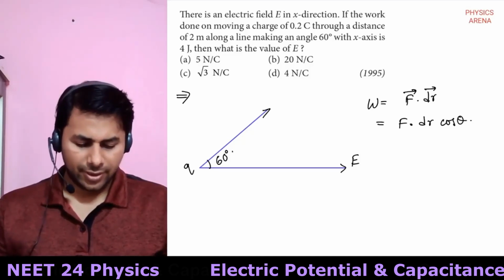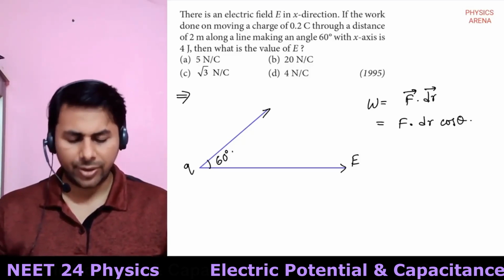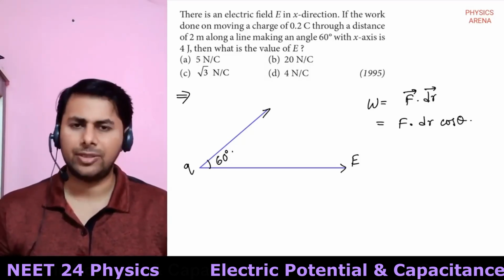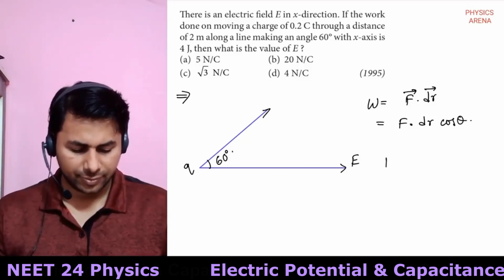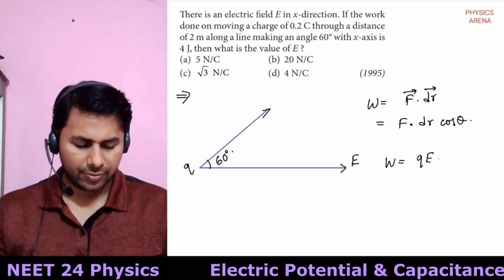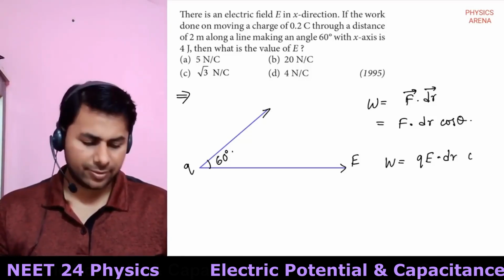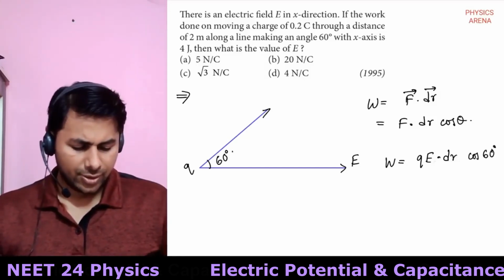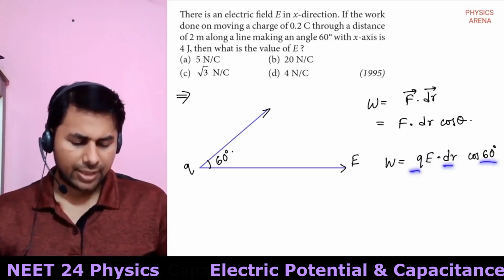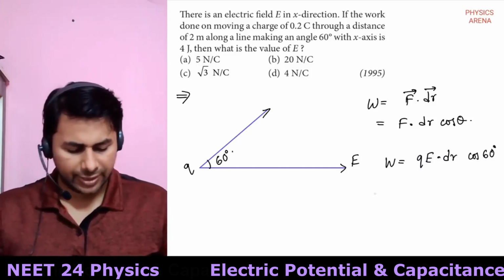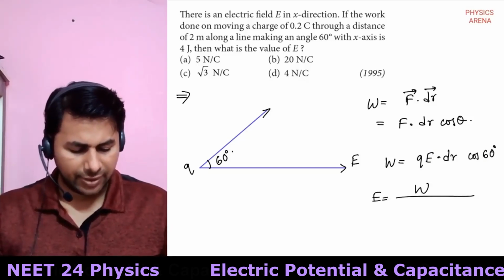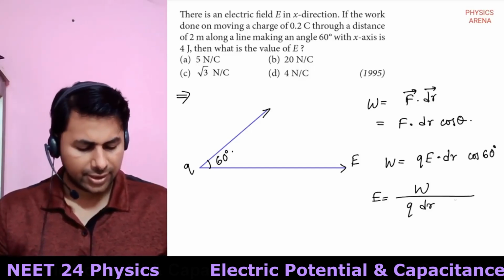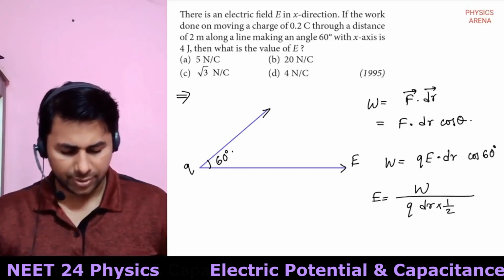Okay, and F is equal to what? So electric field is given. I mean, electric field we want to find out. So F is equal to Q times E. So work done is Q into E multiplied by dr into cos theta, cos of 60. Okay, so now E we want to find out. We can move Q, dr and cos 60 to the other side. So we get E equals work done divided by Q dr cos 60. Cos 60 is half, right?